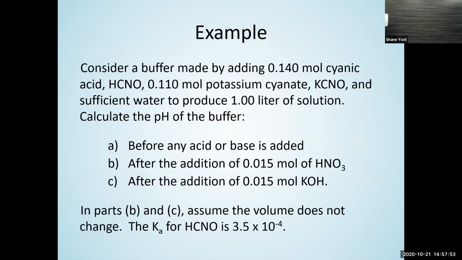That's a three-part example to get the pH of a buffer solution by itself, after we add some amount of a strong acid, and after we add some amount of a strong base. We're doing parts B and C to show how the pH does not significantly change with the addition of strong acids and strong bases. And we'll talk about why as we go through this example.